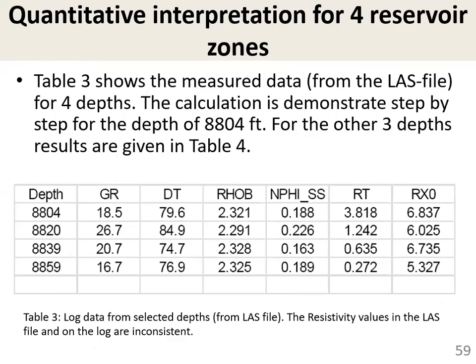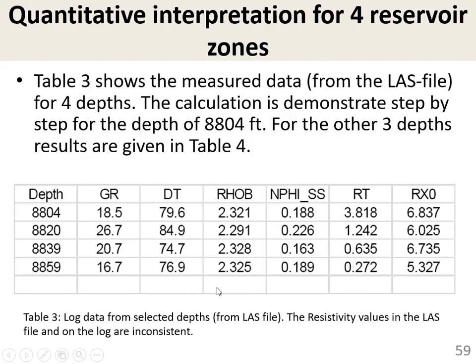Now, what is left after we've done the qualitative interpretation, which is key for you, is quantitative interpretation at different zones. So Table 3, as this table shows, is measured data. Now, this data is from the last file, the text file, which was plotted. You might see some discrepancies. You may not be able to get this directly from the logs. There'll be some slight differences.